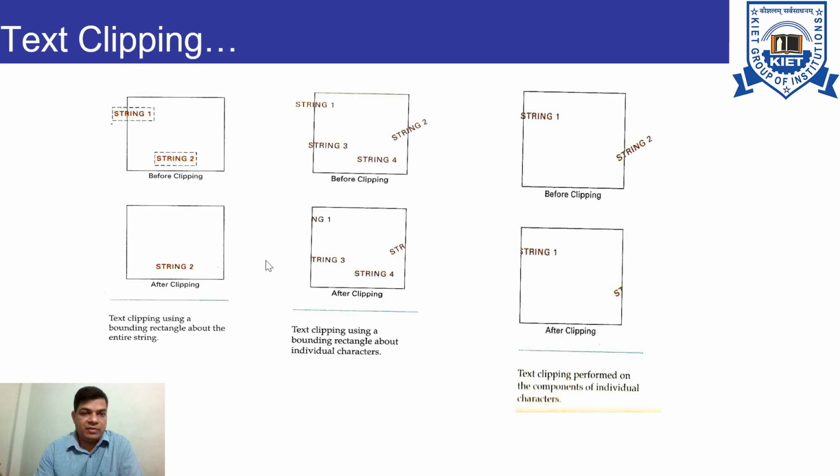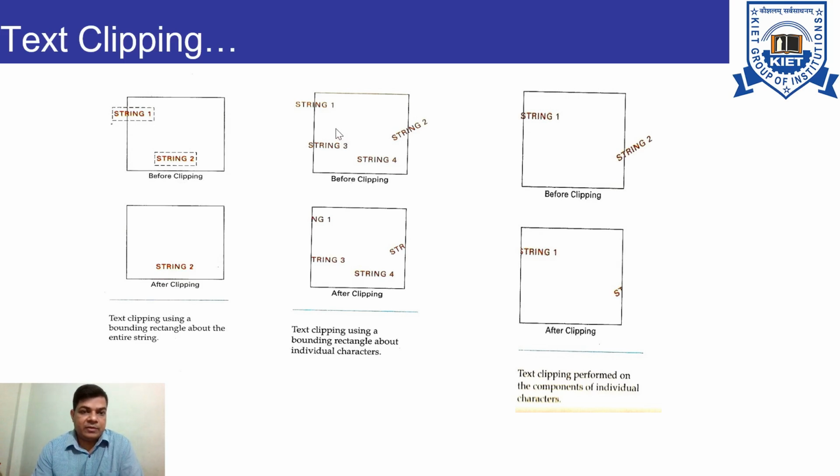So in this we are having three figures. You can see in the first figure some portion of string 1 is outside the clipping window, and some of the portion is inside the clipping window. So in that case we are completely ignoring string 1, and we know that string 2 is entirely in the clipping window, so we are keeping this for display, and string 1 is going to be clipped.